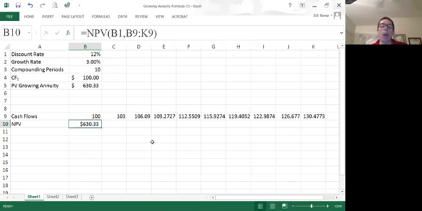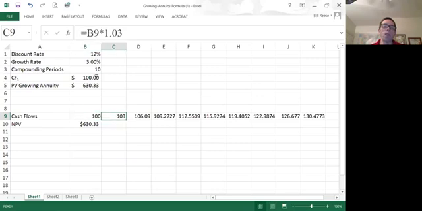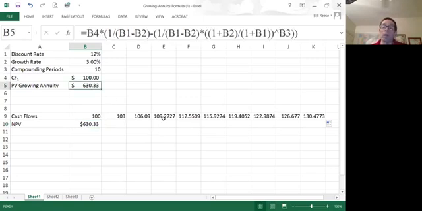So that's going to give us $630.33 as well. Whenever you have a series of cash flows that are growing at the same rate, my suggestion is you do it like this. All you have to do is type in the first one, do a cell reference for the second one, then drag it out to the number of cells you need, and you're going to get all the cash flows. Use the net present value formula to find the present value of all of these, and that's going to give you the answer.